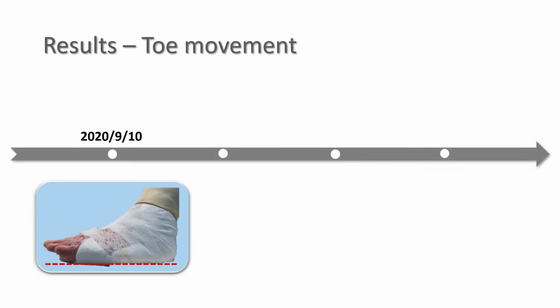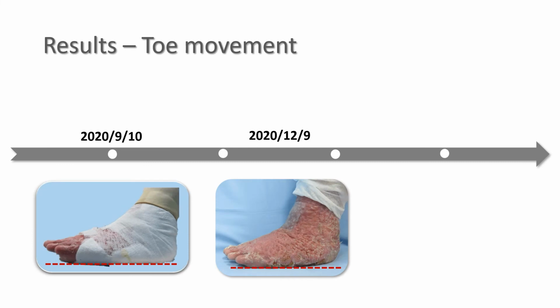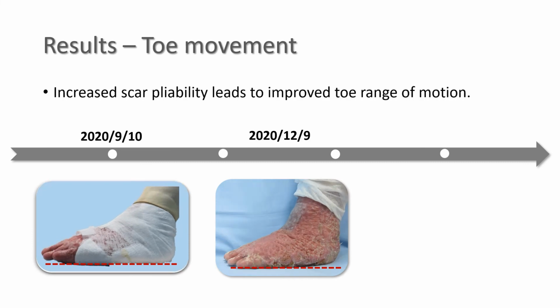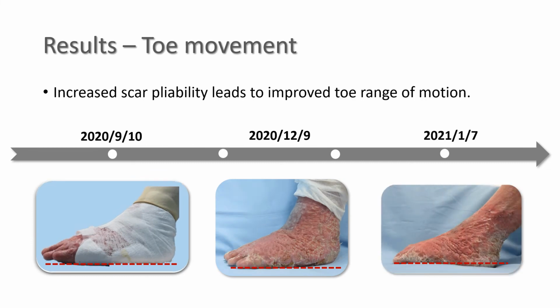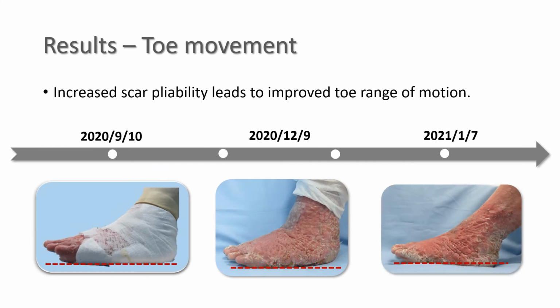If we look at toe movement, we can see that in September 2020, when the patient tries to bend his toes as much as possible, there is still some distance from the floor. By December 2020, the toes can almost completely touch the floor. As scars became more pliable, toe range of motion increased, and by January 2021, toe range of motion had further improved so that toes touched the floor.